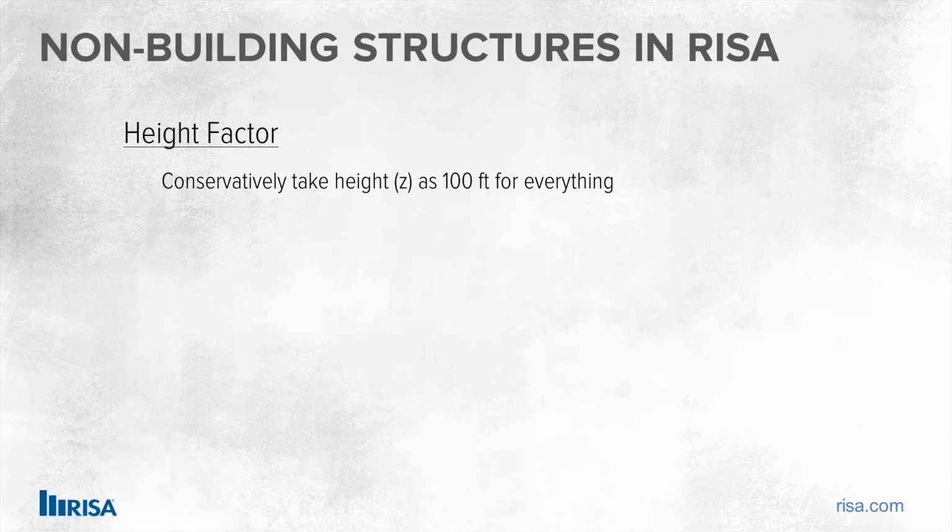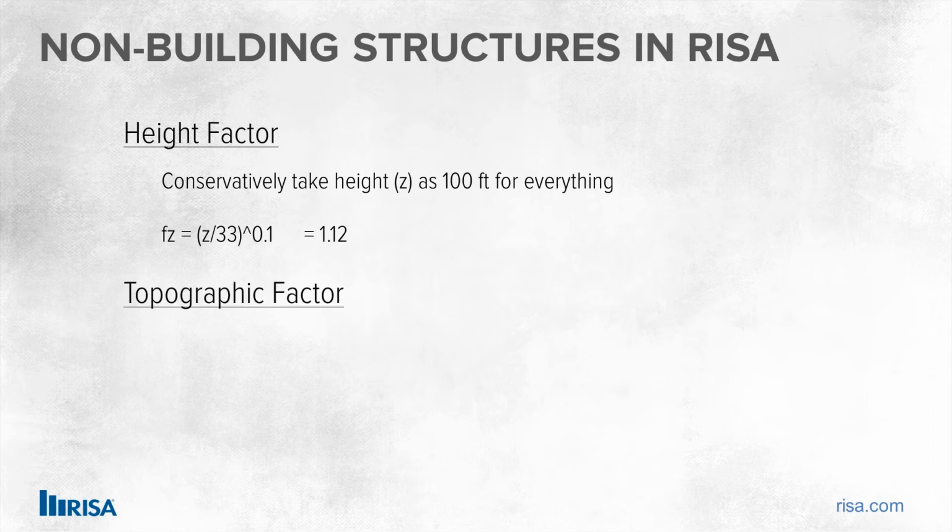Now for the height factor, we've just been taking 100 feet for everything, because that's the highest point in this structure. If I really wanted to get into nitty-gritty, I could actually have different height factors for different locations along the height of this, but we want to get a quick and easy design. So for this one, I'm just going to use that 100 feet. And then what we're going to see here is that the height factor, based off of that, is going to be 1.12. And for the topographic factor, that comes right out of the wind, and we already know of that as 1.0.